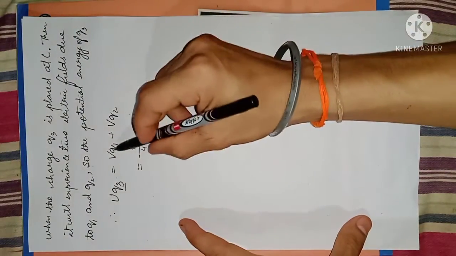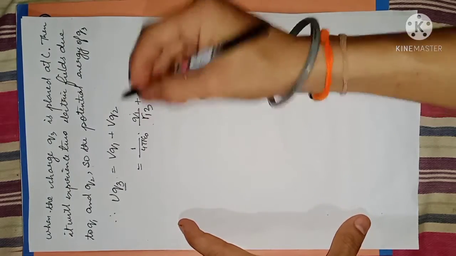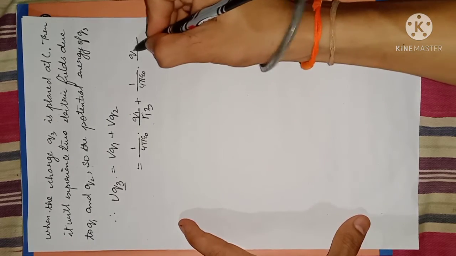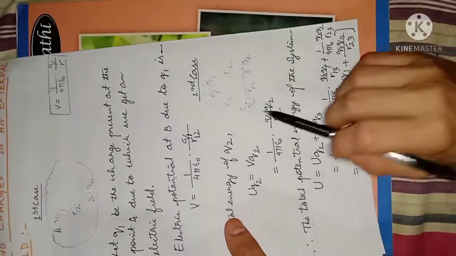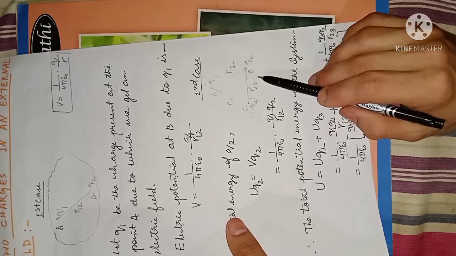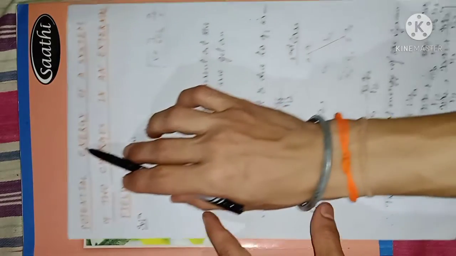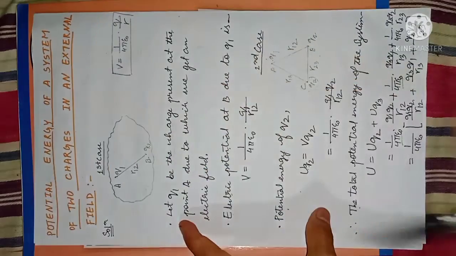So VQ1 is 1 by 4 pi epsilon naught into Q1 by R13 plus VQ2 is 1 by 4 pi epsilon naught into Q3 into Q2 by R23. The distance between them is this much and the distance between them is this much. So we have proved the relation for this topic: the potential energy of a system of two charges in an external field. This is the required solution.